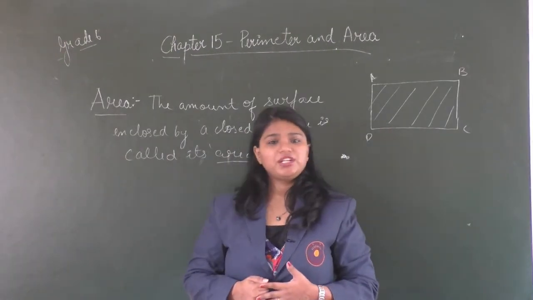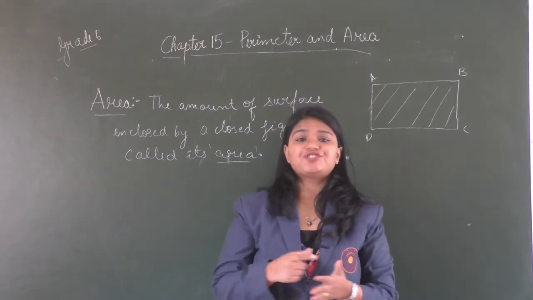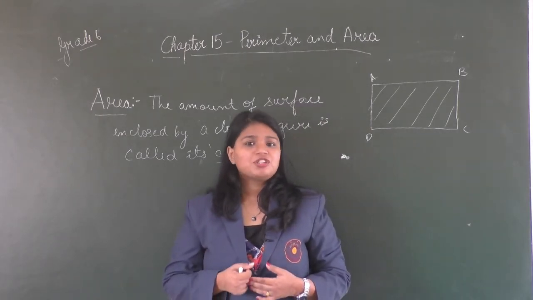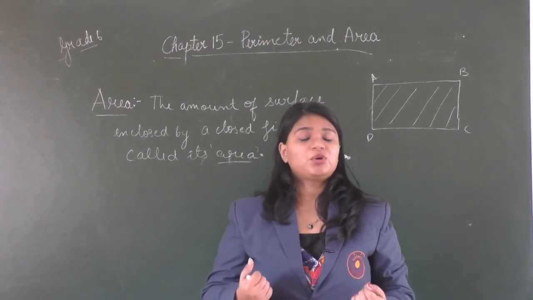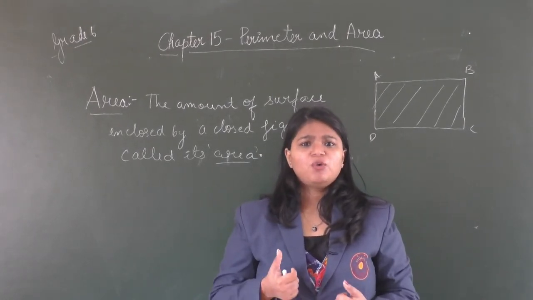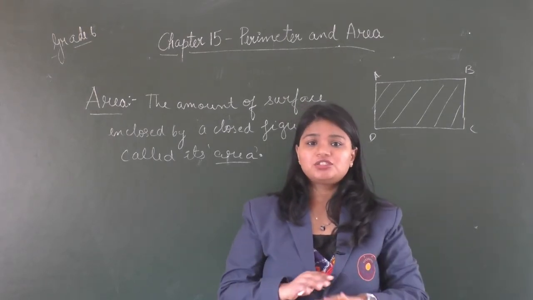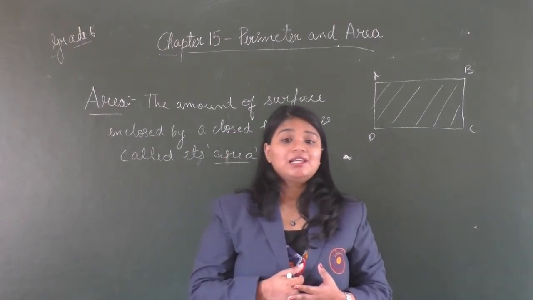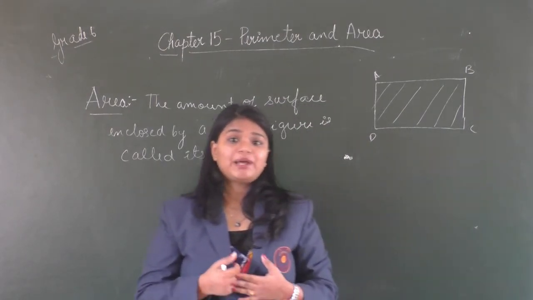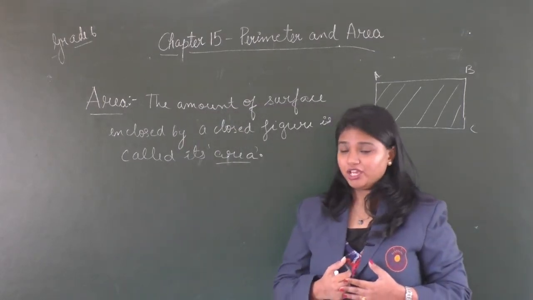In the starting of the video, we were talking about decorating the tabletop and the edges of the table. So now with the help of perimeter, you can calculate the measure of the ribbon required to decorate the edges. What about the tabletop and what about the cloth that is required to cover the table? How can you find the measure of the cloth? The measure of the cloth can be found by calculating the area. So let's look at the definition of area.